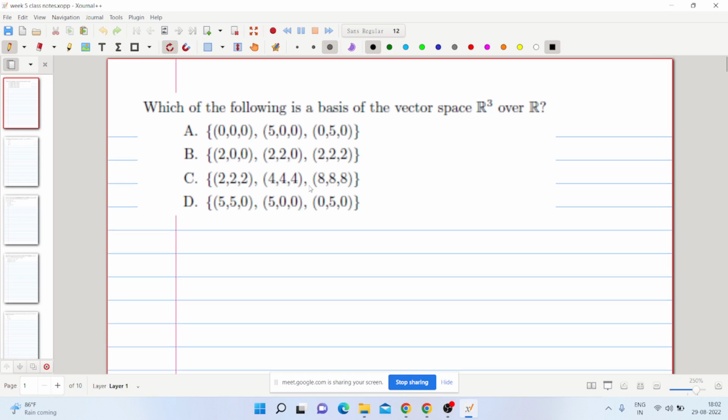Okay, let's go to the first question. We already talked about the vector space in the class. Here the question is, we have a vector space R3 and 4 sets given. Among these, which one is a basis for the vector space R3? Here the vector space is R3 over the field R. So we need to find which one is the basis. So what is the dimension of R3?